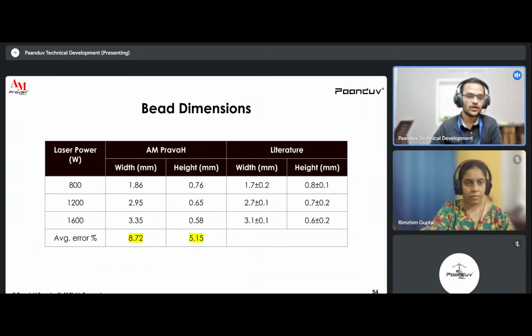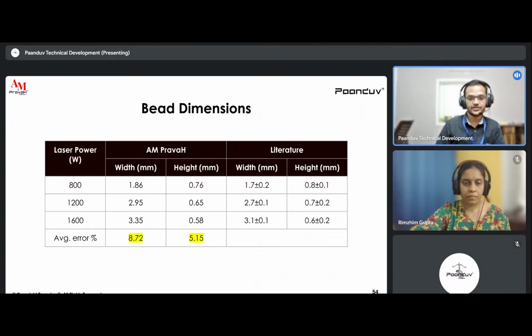For the case of 1200 watts of laser power, the predicted width is around 2.95 mm and the predicted height is around 0.65 mm. And from the literature, the width is 2.7 mm and the height is 0.7 mm. For the last case of 1600 watts of laser power, the predicted width is around 3.35 mm and the predicted height is around 0.58 mm. From the literature, it is around 3.1 mm for the width and 0.6 mm for the height.